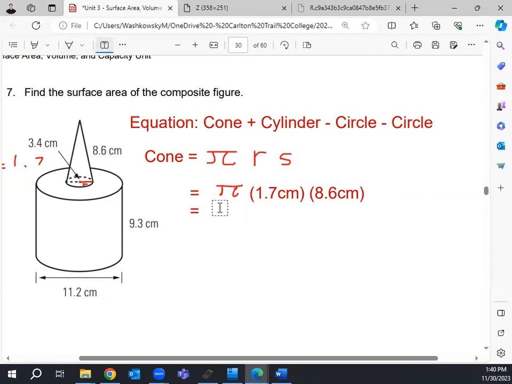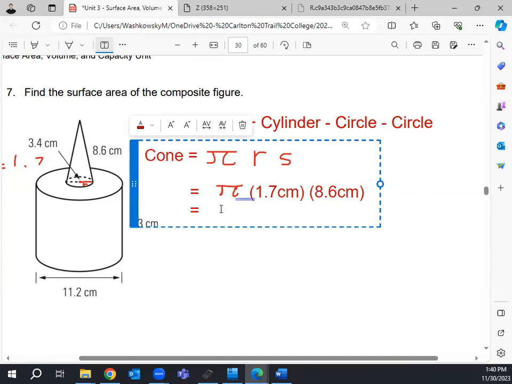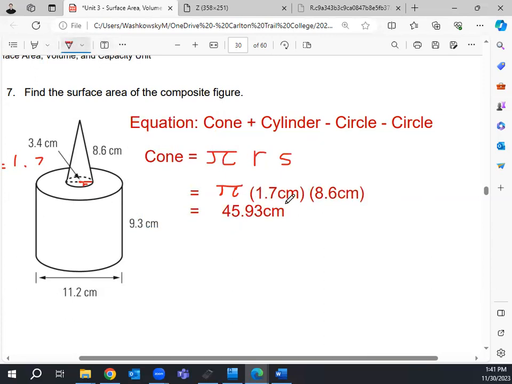So all I now do is I just punch that in my calculator. Should be 45.93 centimeters squared, I think. Underline that because that's important. Boom, that's my cone done.